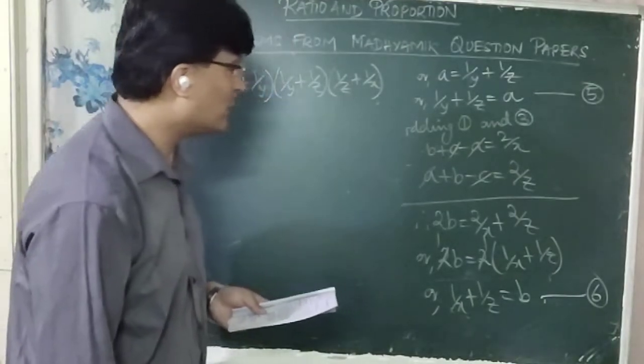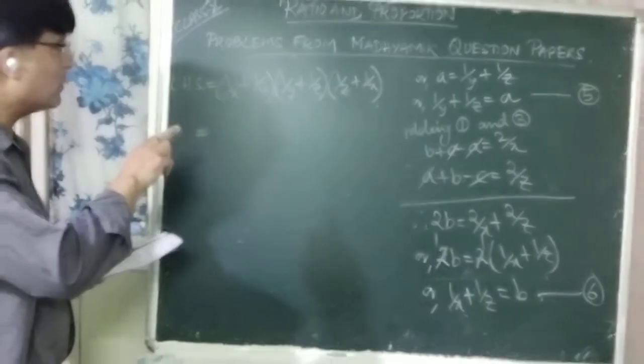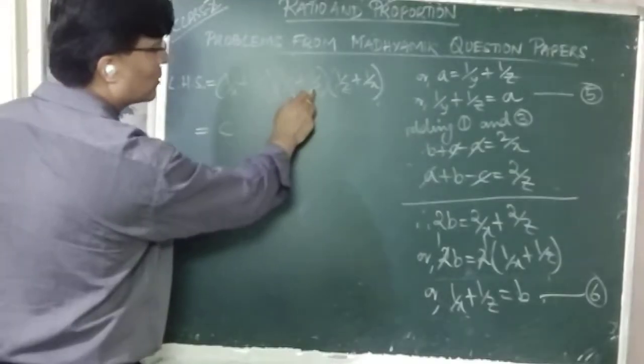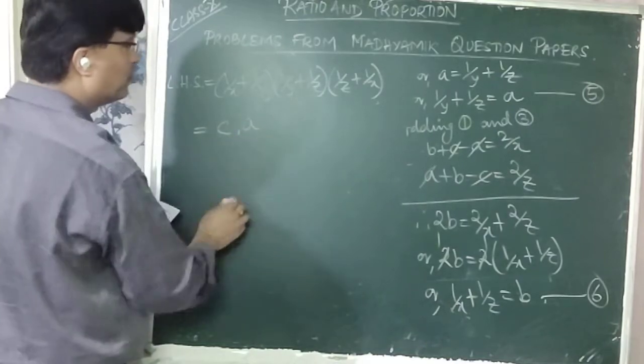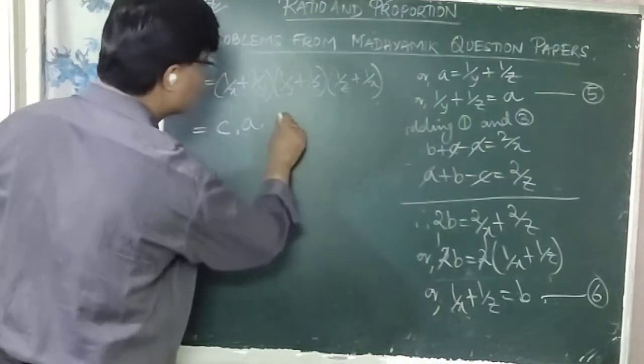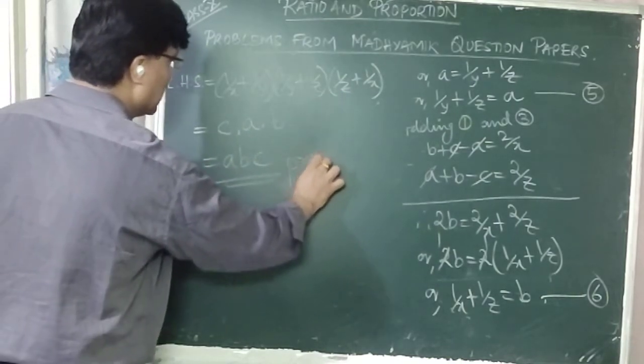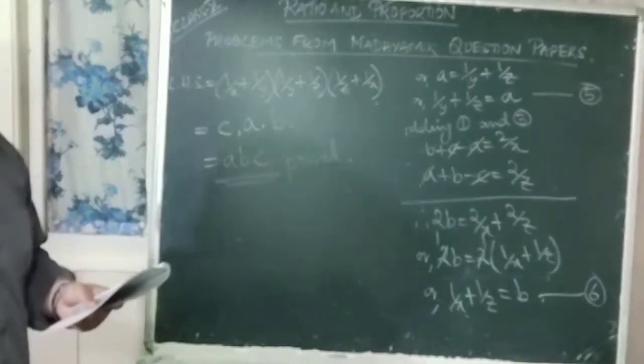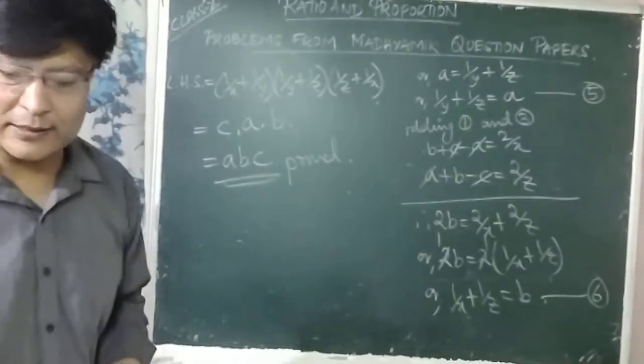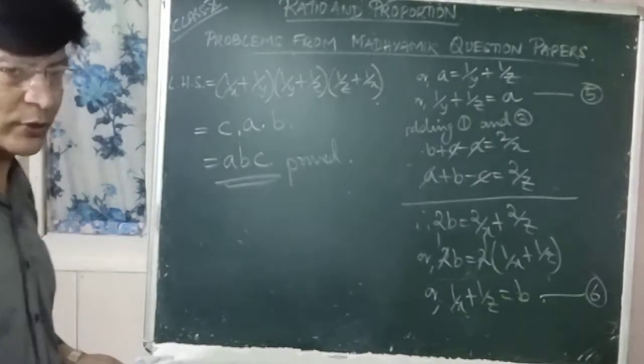What was the value for 1 upon x plus 1 upon y? We have just found it, from number 4. You can check it. The value of 1 upon x plus 1 upon y from 4 was C, right? What is the value for 1 upon y plus 1 upon z? It is A, into what is 1 upon z plus 1 upon x? It is B. So which is equal to ABC. That is, LHS is equal to RHS. That is proved. Is that clear now? So you can pop it. We'll do the next question now.